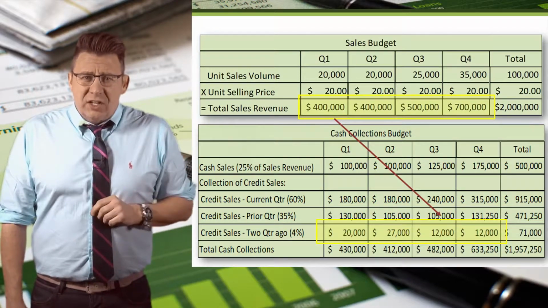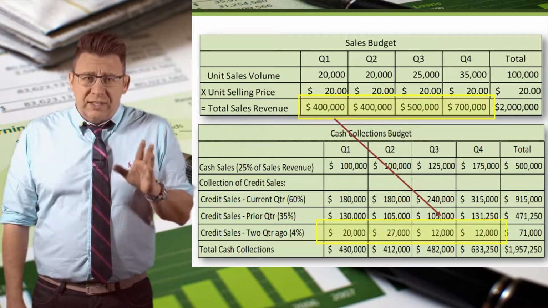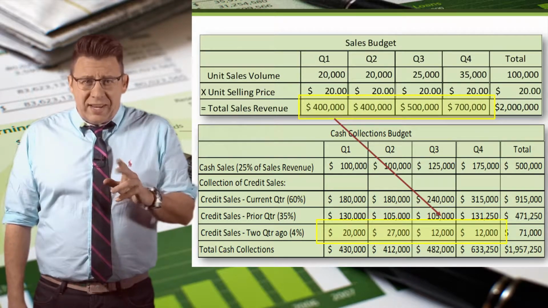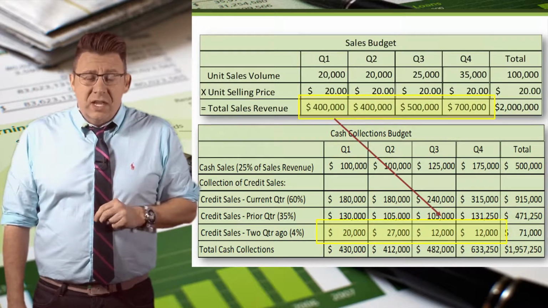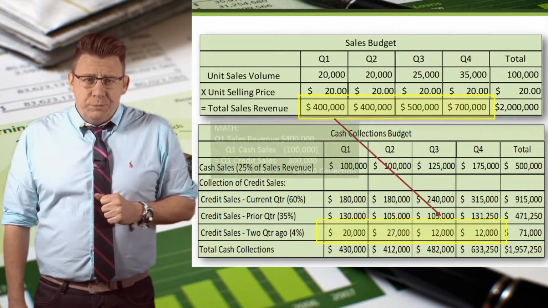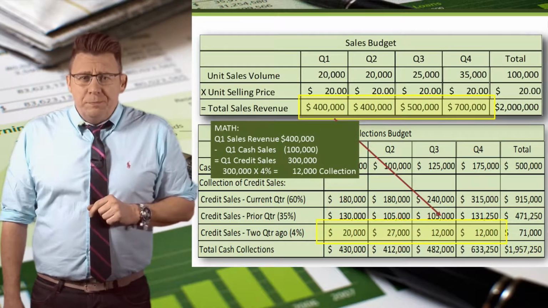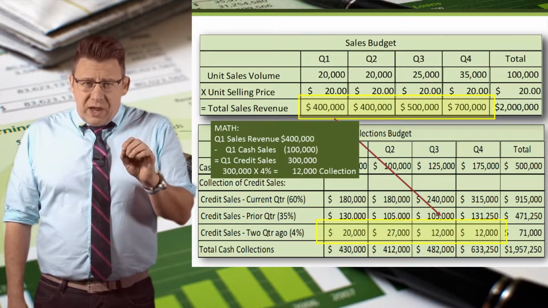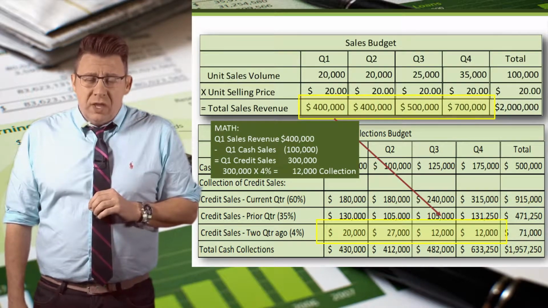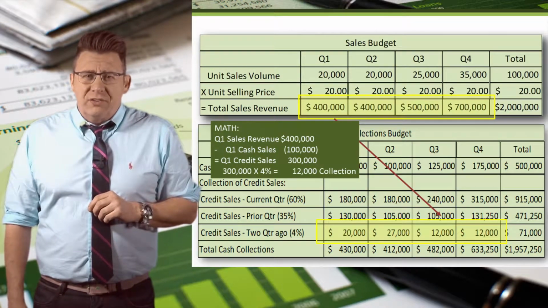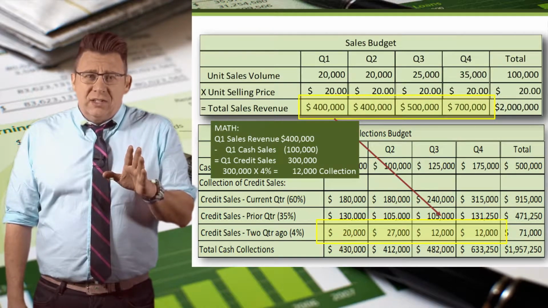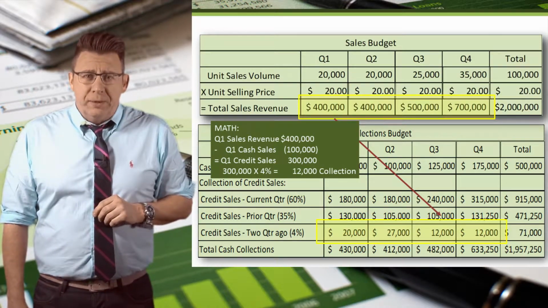4% of the credit sales are from 2 quarters ago, and those are collected in this current quarter. We need to take the sales revenue, subtract cash sales to arrive at credit sales, then 4% of that is collected 2 quarters from now. Again, here's the math for Q1. Total sales revenue, $400,000. $100,000 are cash sales, so credit sales must be $300,000. Therefore, 4% of $300,000 is $12,000. And so this amount of the Q1 credit sales will be collected in Q3.